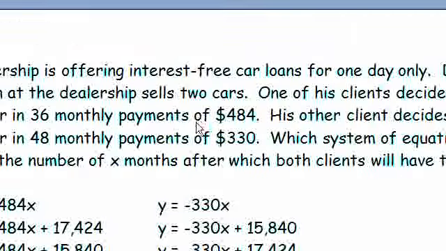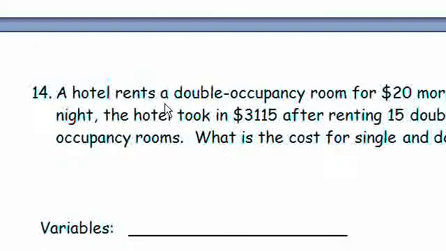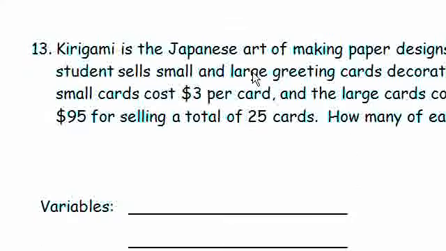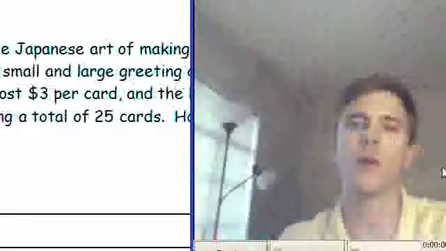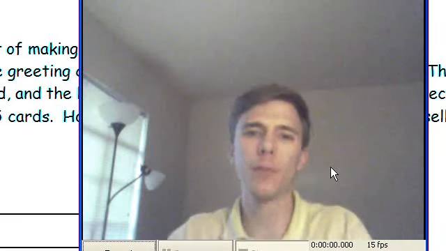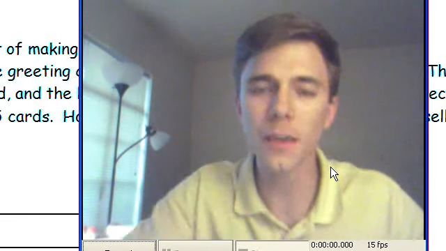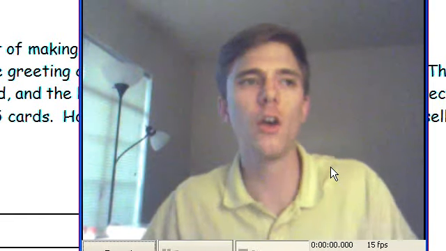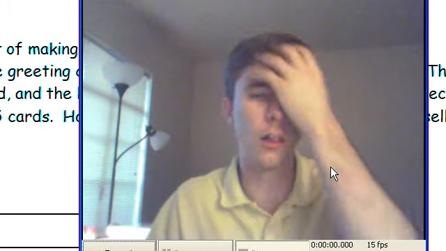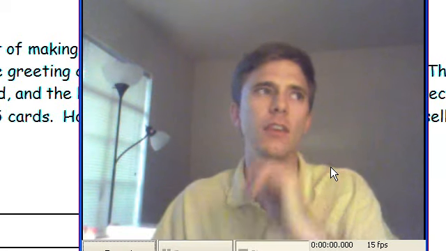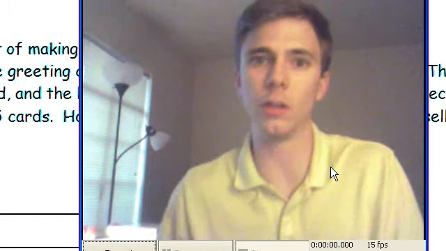All right, number 13. Now, here's what I really want you guys to keep in mind for 13 and 14. When you're given a word problem, and it's a systems word problem, you're going to use only one of two methods. Method 1 is you're going to use the elimination method. If you're going to use the elimination method, there's a protocol you need to follow. If you're going to use the substitution method, that's the second method, there's also a protocol you need to follow.